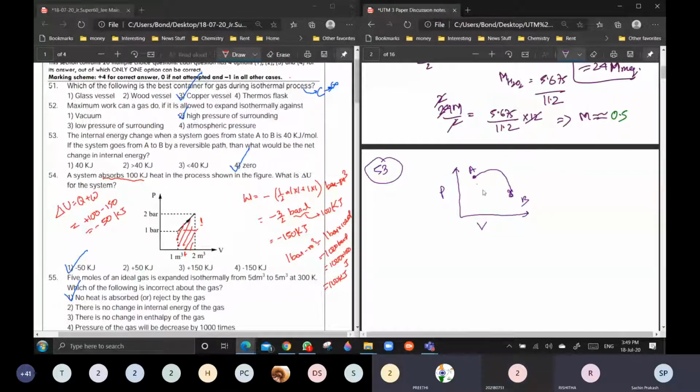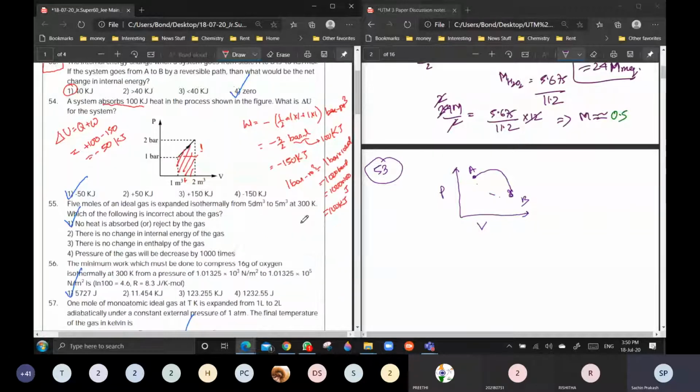Okay, the answer will be 40 kilojoules, because internal energy change is a state function. It will not depend on which process you are taking, whether it is a reversible or irreversible process. Everyone is getting this? The answers which I have marked are as per the key which is given to me. After this discussion, I will give the key changes. So 53 is done, 54 is also done.